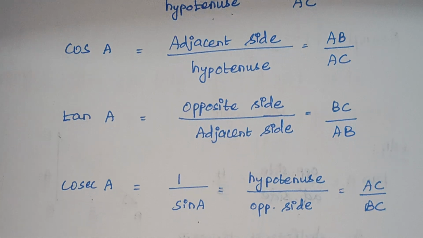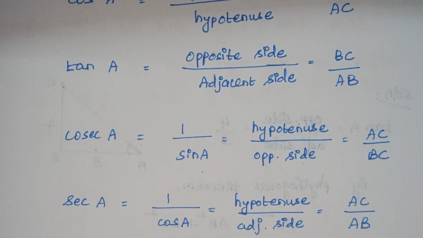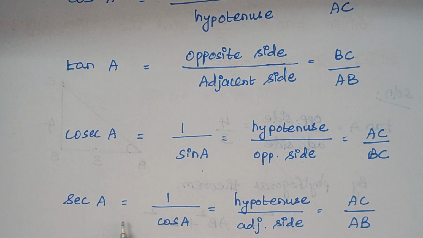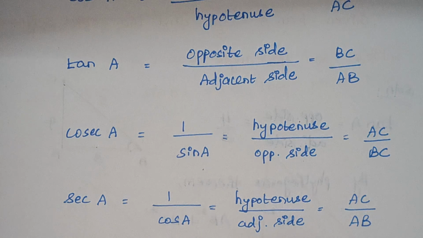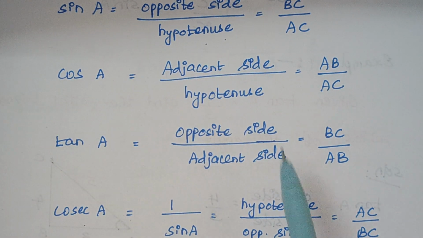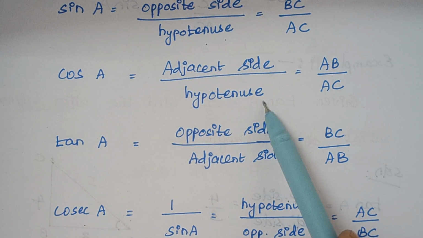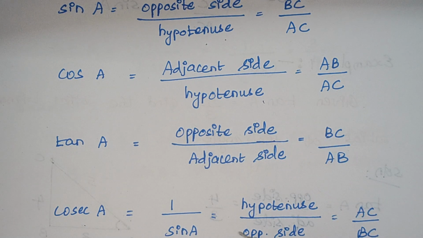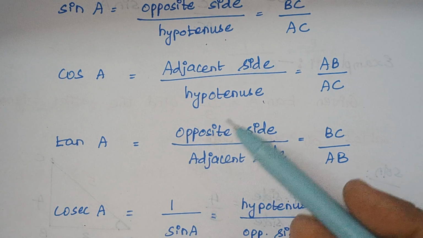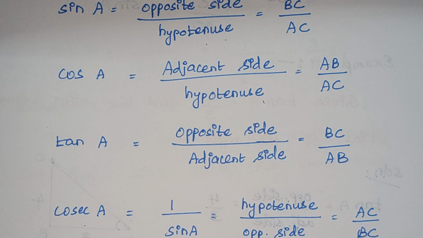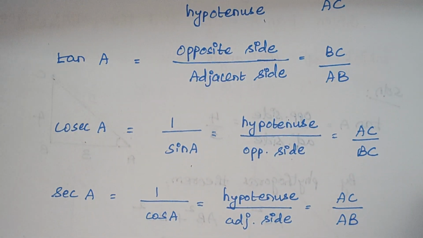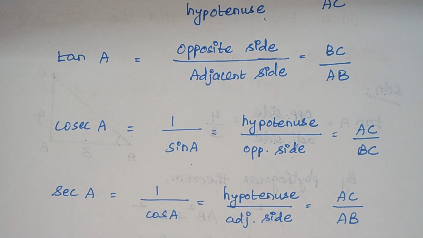Now, the next formula is secant of A. So, secant A is nothing but the reciprocal of cos A, right? So, here cos A, the formula is adjacent side by hypotenuse, right? But here we need secant A. So, we have to take the reciprocal. So, for secant A, we have to write it as hypotenuse divided by adjacent side, right?